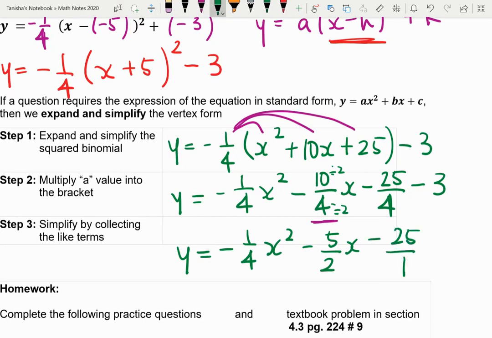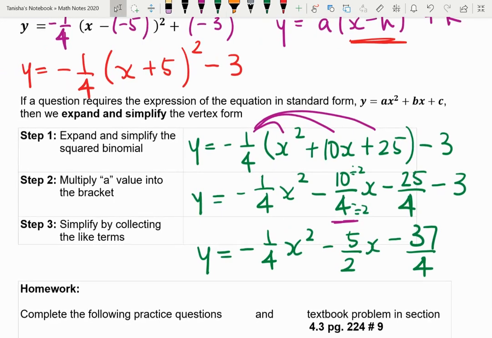The 3 can be rewritten so that it has a common denominator of 4, as 12 over 4. So negative 25 minus 12 is equal to negative 37. So I'm just going to erase it and write the simplified form. And there you go. And note, for the standard form of a quadratic relation, you can have fractions.